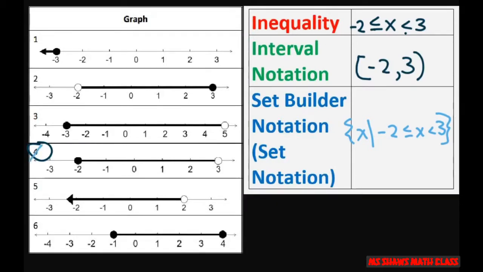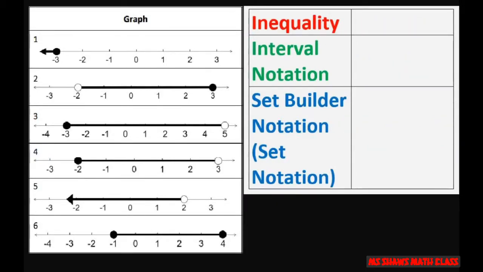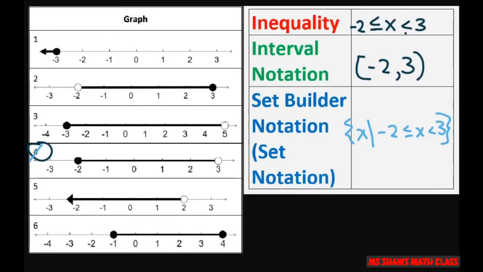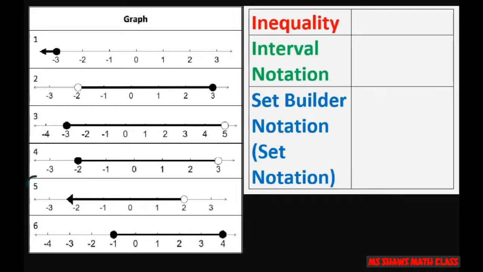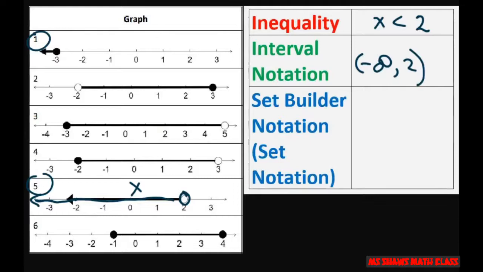All right. And then number 5. We have this one. So this is your x. So x is less than, because it's pointing this way, 2. So it's like number 1. So this goes on and on because of that arrow. So that's going to be from negative infinity to 2. And it can't equal 2 either because it has an open interval there. And then the way you write it in set builder notation is you write x such that x is less than 2.